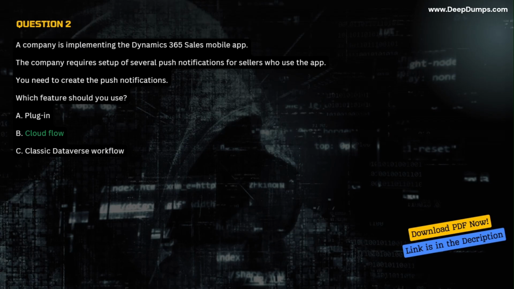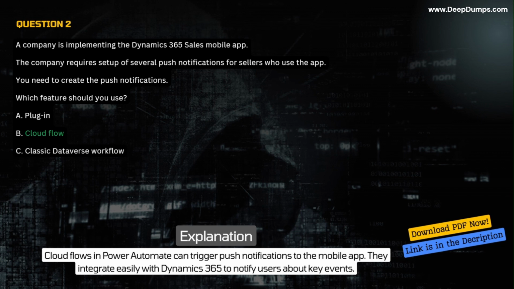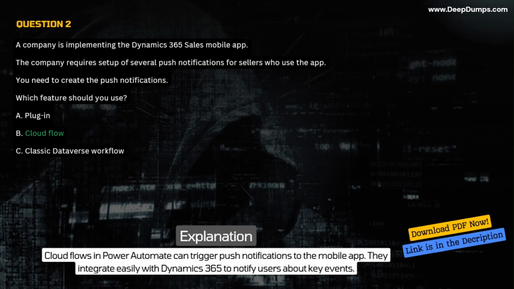Cloudflow. Explanation. Cloudflows and Power Automate can trigger push notifications to the mobile app. They integrate easily with Dynamics 365 to notify users about key events.